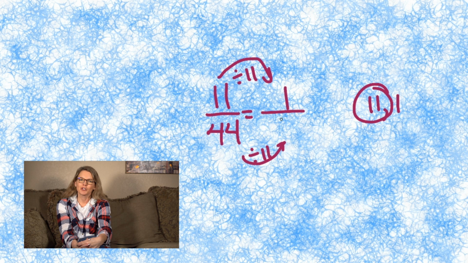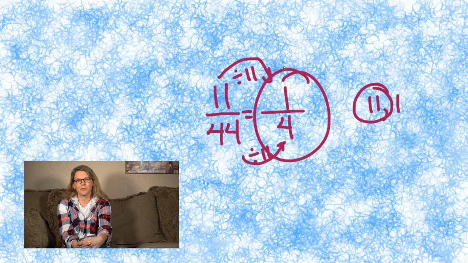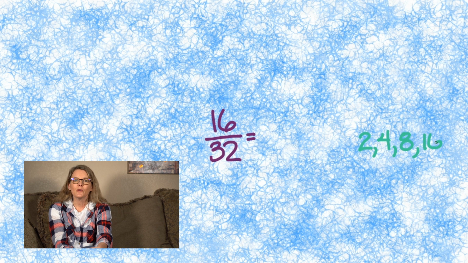This next example shows that if you don't see the biggest number that both are divisible by, it will still work. It's just more steps. 16/32. Both of these numbers are divisible by 2, 4, 8, and 16. But maybe we didn't notice that, and maybe we just see that they're both divisible by 4.